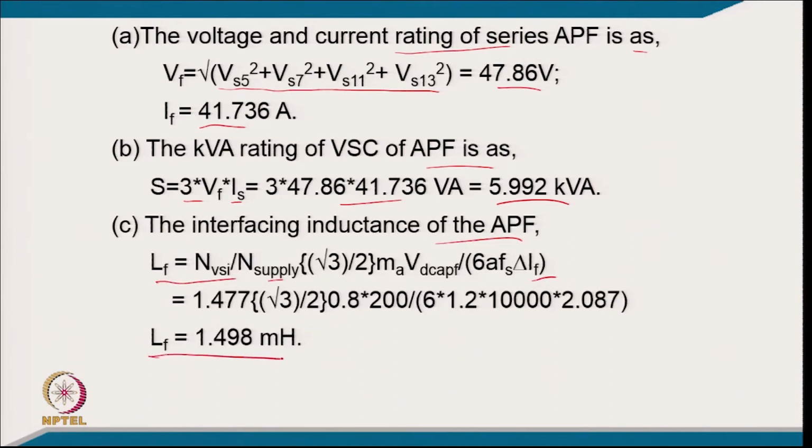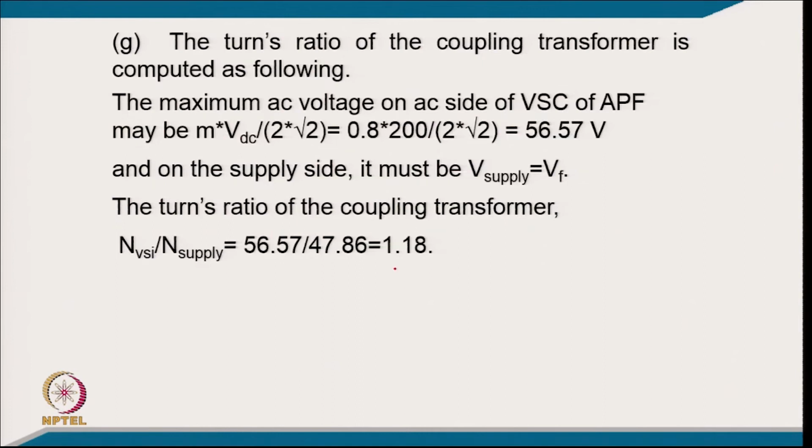So, we get the LF equal to 1.498 millihenry, and the turns ratio of the coupling transformer is computed on the maximum AC voltage typically driven from the transformer from the inverter. This is 56.97, and the supply must inject Vf. So, the turns ratio comes from this generated voltage divided by the injected voltage, so it comes to 1.18.